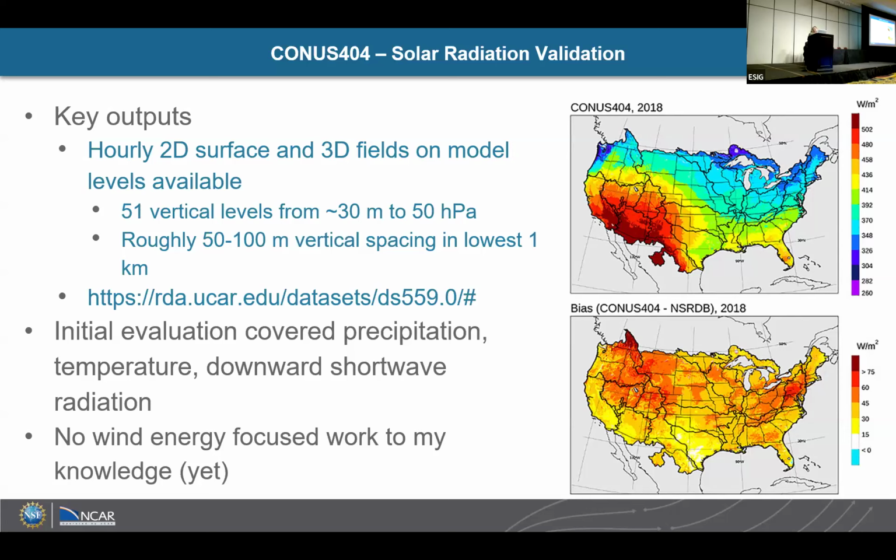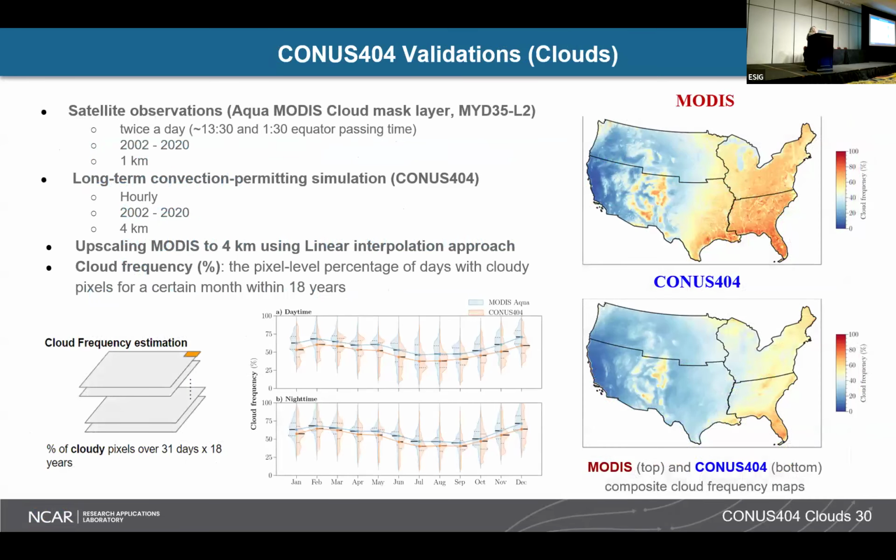We look at the solar radiation. If you actually had the National Solar Radiation Database, it would look very similar. But when you do a difference, like on the bottom plot, you'll see that there is a high bias. And that's not surprising, because when we look at clouds, and this is a well-known issue in WRF, and this is a comparison, we end up with a low bias on clouds, which leads to a high bias on solar radiation. This is a comparison with MODIS.